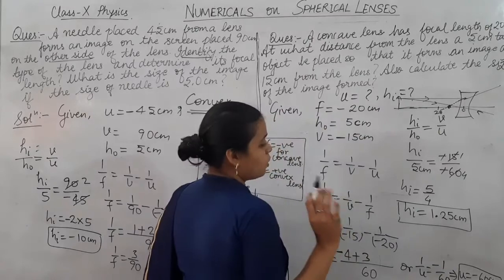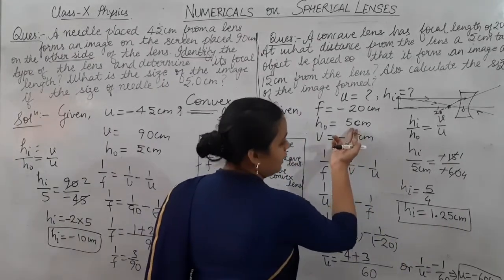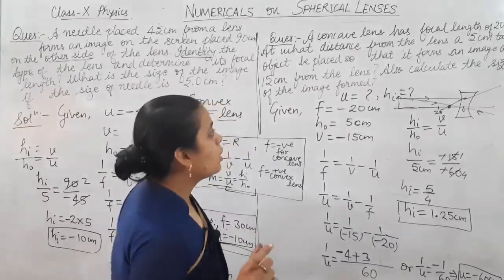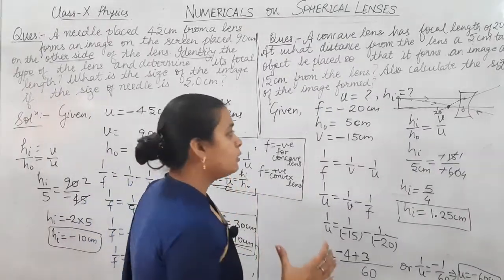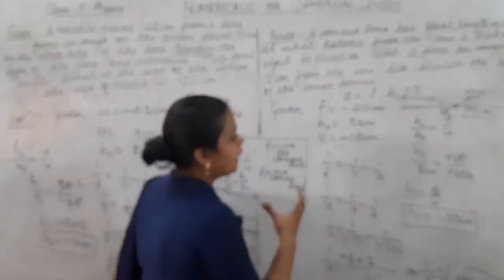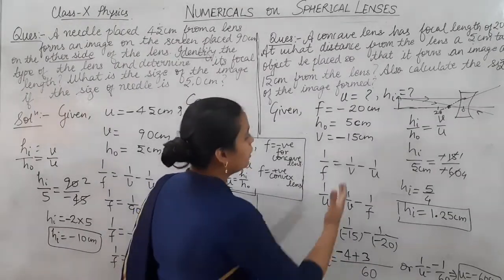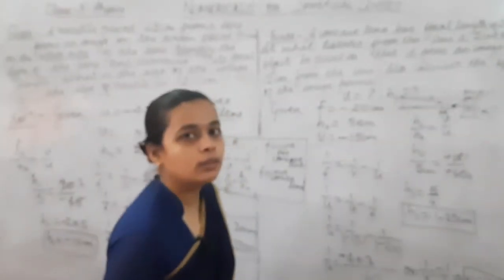Image size will be smaller than the object. You can compare: the size of the object is 5 centimeter and the size of the image has come 1.25. So the nature of the image will be virtual and erect. Its size will be smaller than the object. Its position will be at 15 centimeter on the same side of the lens.